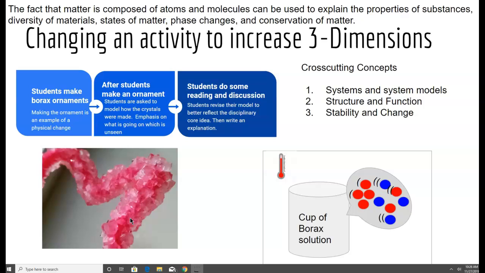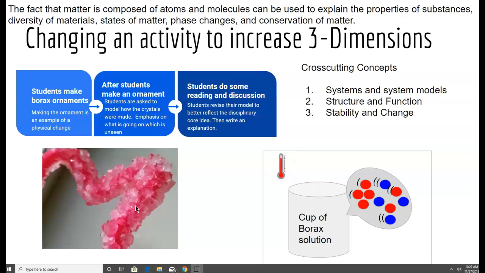Last but not least, we do have some stability and change going on. So as the solution cools, its ability to hold that extra borax disappears as well, so to speak. And so this system has to have a change go on because the water can no longer hold all the borax that's dissolved in it. So where does it go? It goes to these pipe cleaners in the form of these nice crystals. We also discussed how we had to leave them undisturbed in order to be able to allow the system to form nice big crystals, that if we were constantly disrupting it, we wouldn't get the nice crystals we had today.